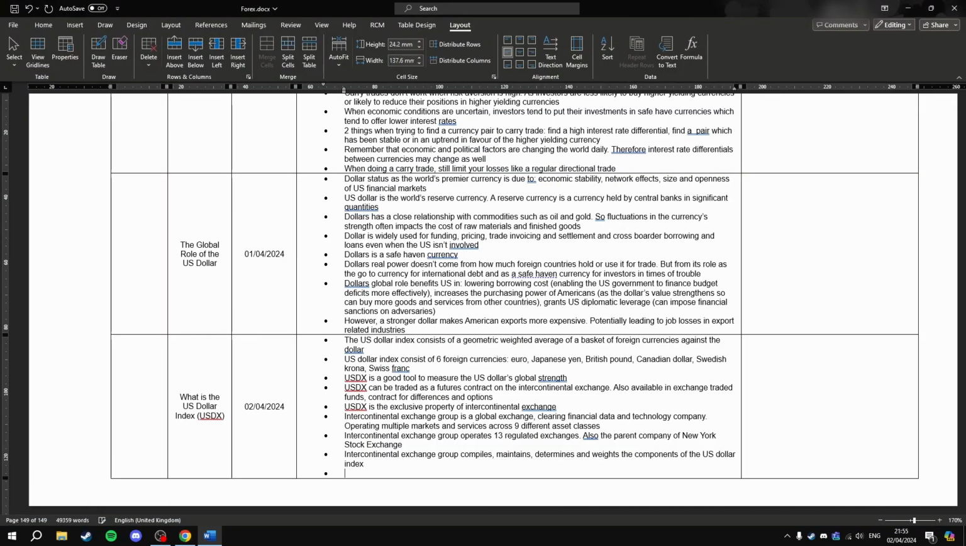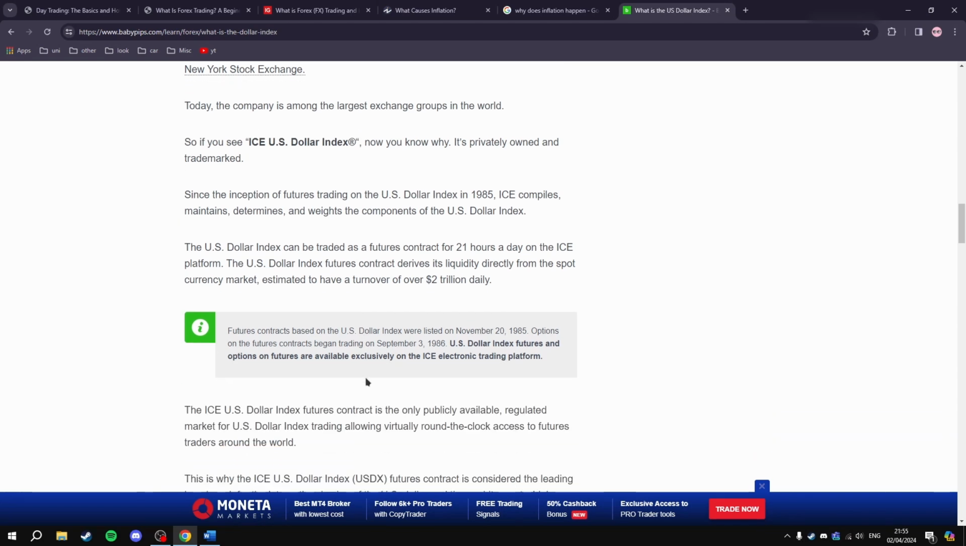The US Dollar Index can be traded as a futures contract for 21 hours a day on the ICE platform. The US Dollar Index futures contract derives its liquidity directly from the spot currency market, estimated to have a turnover of over 2 trillion daily.